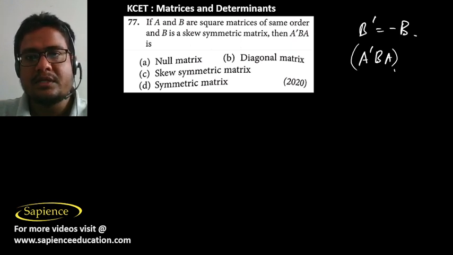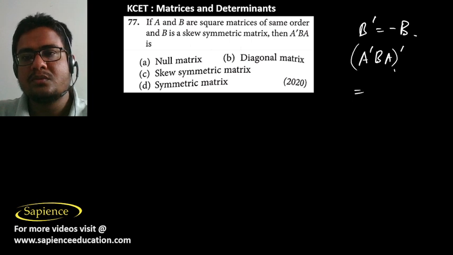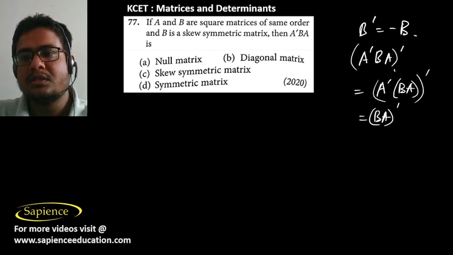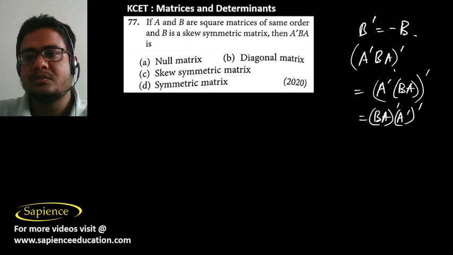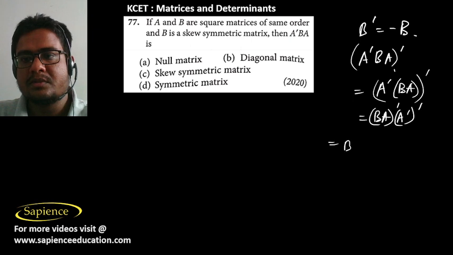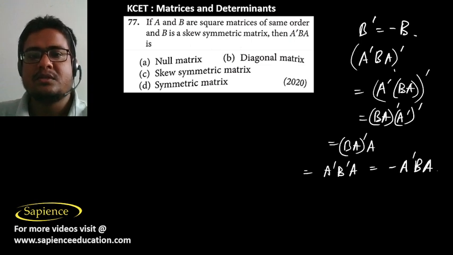So first we can find its transpose. A transpose BA whole transpose is BA whole transpose into A transpose whole transpose. This will be, BA transpose is A transpose into B transpose into A. B transpose is minus B, so it is minus of A transpose BA. Therefore, A transpose BA is a skew symmetric matrix.